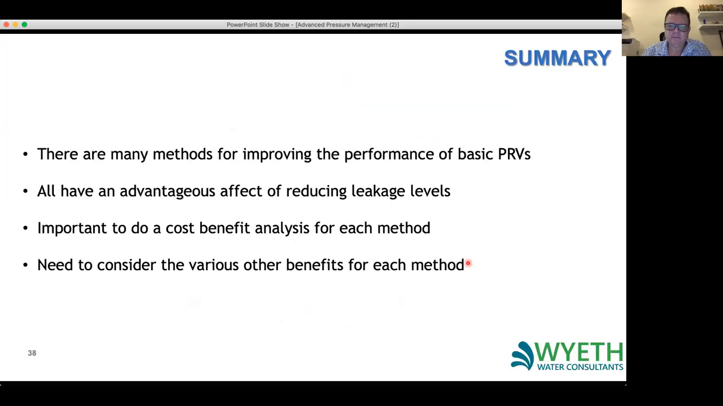So I think you can see that from the basic PRV, there are lots of different techniques that we can use to make those PRVs efficient. And as we move through the steps, they become more and more efficient.